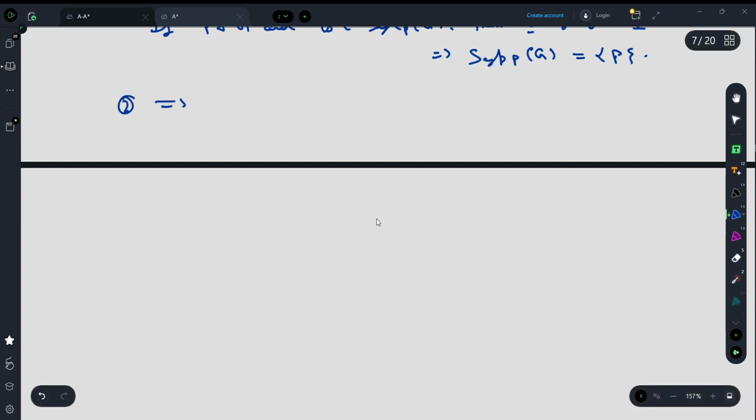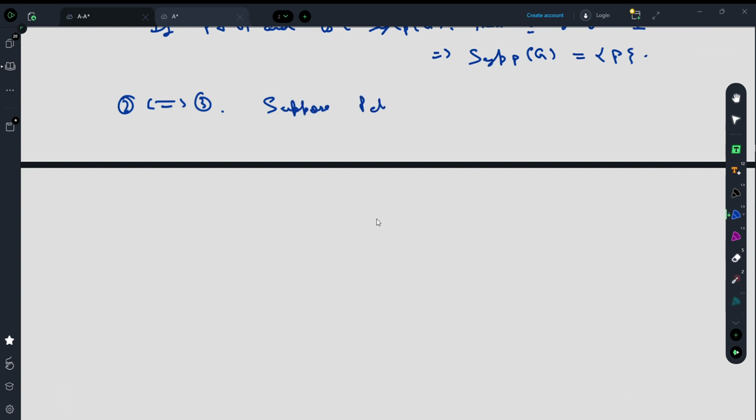Now let us talk about 2 implies 3. Sorry, 2 is equivalent to 3. That is what we actually want to show. How do we show this? Suppose P is characteristic in G. What was the third statement? P is characteristic in G, right? Suppose P is characteristic in G, but then we just proved that then P is normal in G. So therefore 3 implies 2 trivially, right?